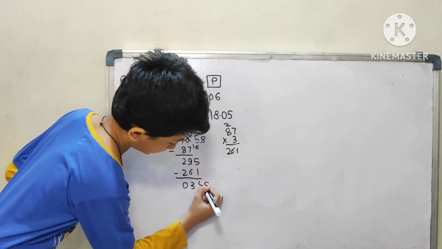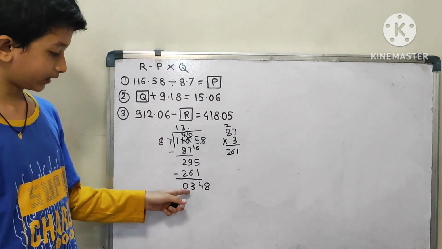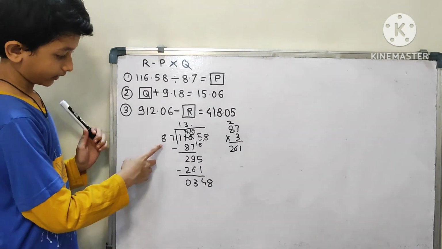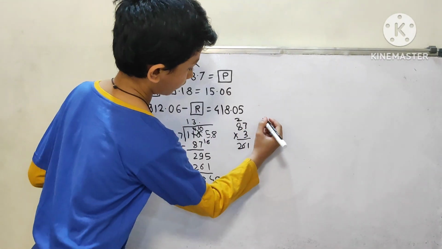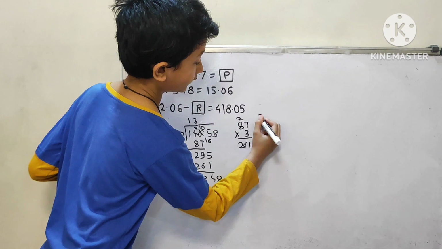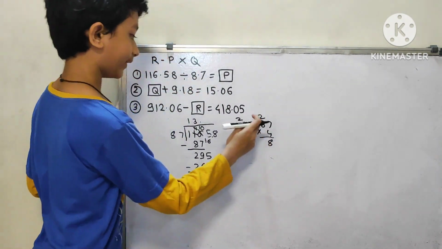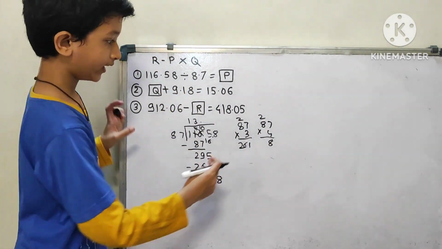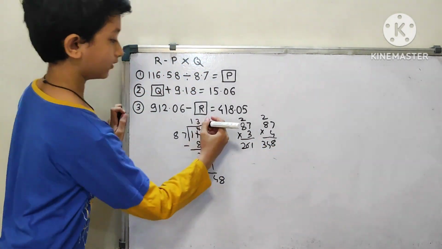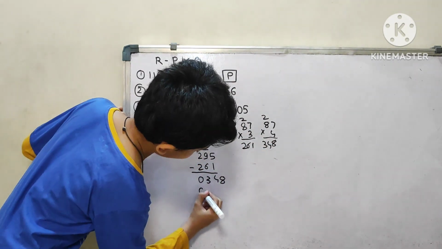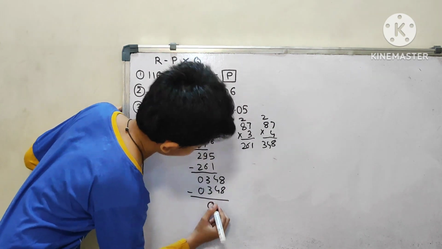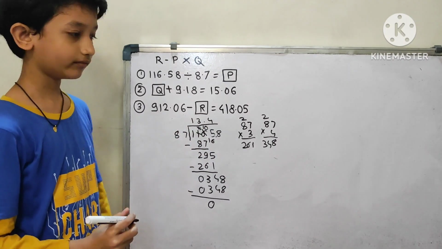So we will put it down. So here is 348. So now here it is 87 into 4. 87 into 4. So 7 4 is 28 and 8 4 is 32 and 32 plus 2 is 34. So 348. So we will write here 4 and 348. So our answer is 13.4.